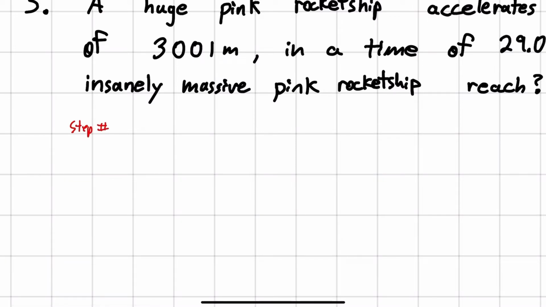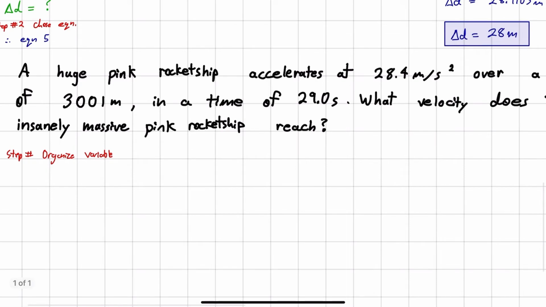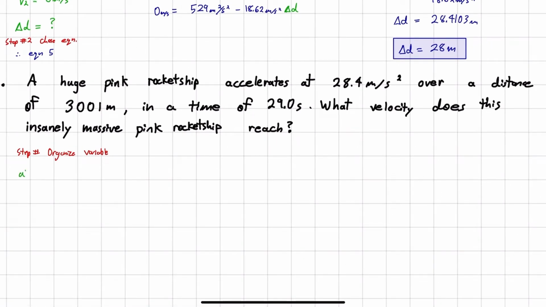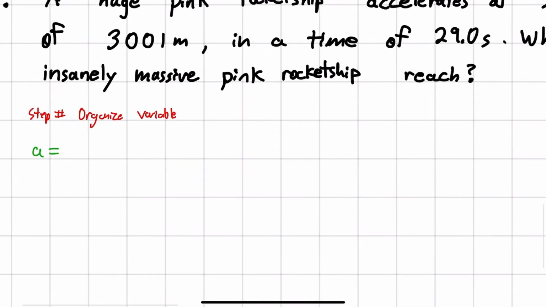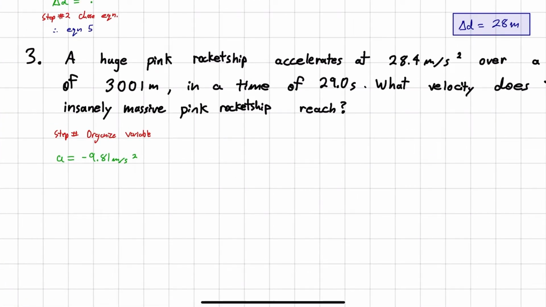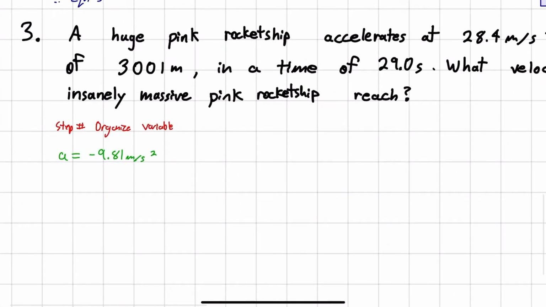Step number 1, if you remember, is to organize our variables. So let's take a look here. First one is our acceleration. And you'll notice an explicit acceleration is not given in the question, but as long as we are on planet Earth, we know that the acceleration is negative 9.8 meters per second squared. And again, that's going to be a value that you are going to be expected to memorize and know by heart.